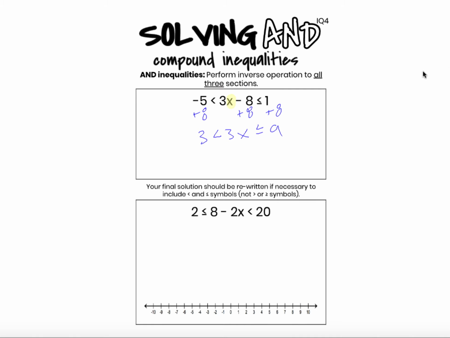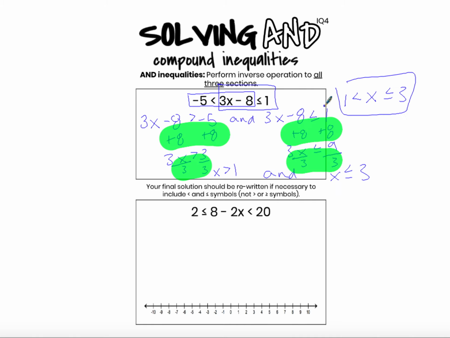My next step, divide by 3. That is my next inverse operation in order to isolate x. Undoing the multiplication by 3, I divide by 3. Now I have 1 is less than x is less than or equal to 3. This is a much more straightforward process, I think, much less prone to error than this one. But if you would rather separate it into the two component inequalities, that is fine.